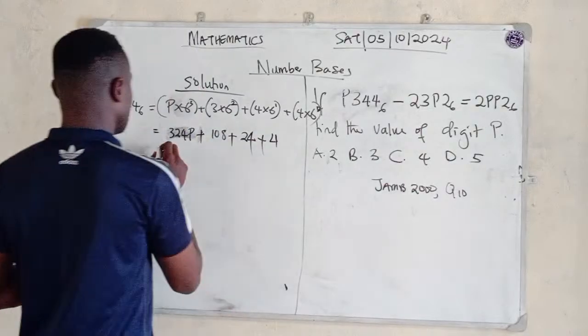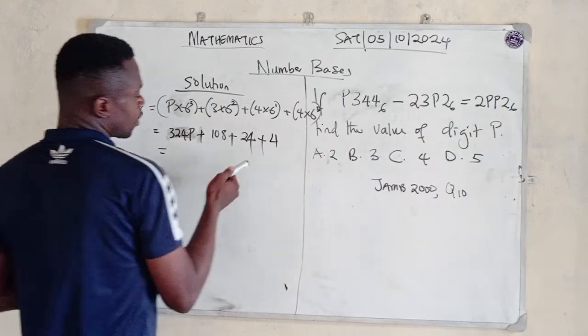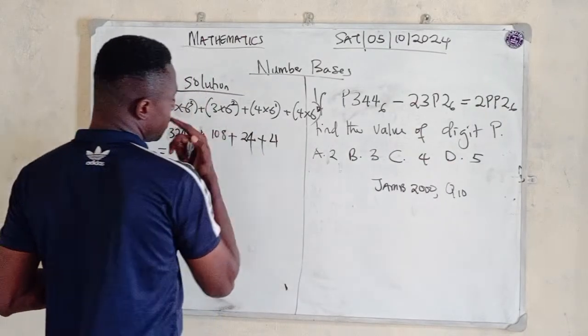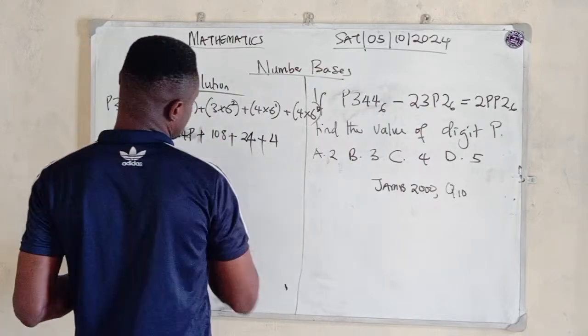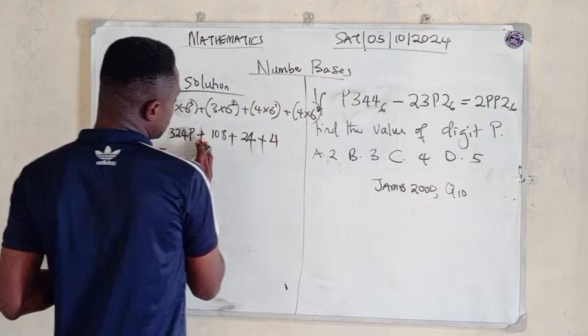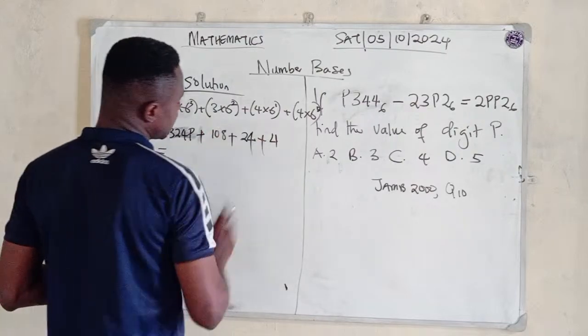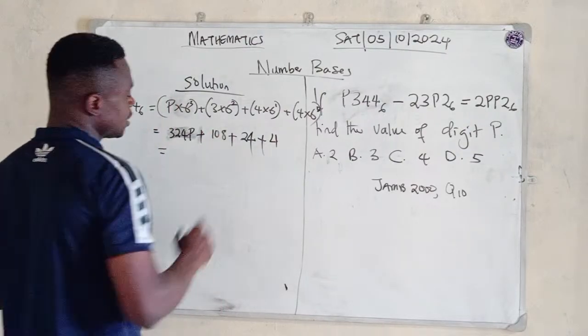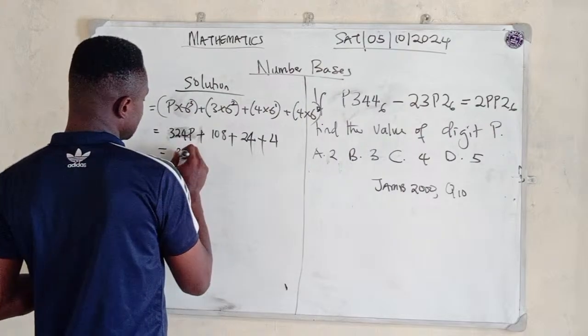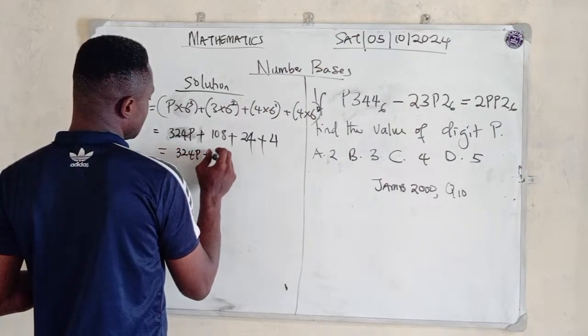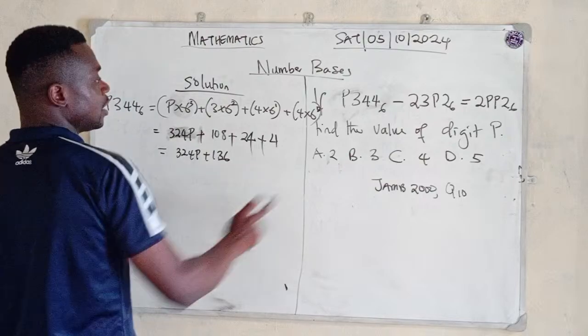So if you add up, we get 24 plus 4 is 28. 28 plus 8 plus 108. 100 plus 28 is 128. 128 plus 8 is 136. So we have 324p plus 136. Let's solve for this one.